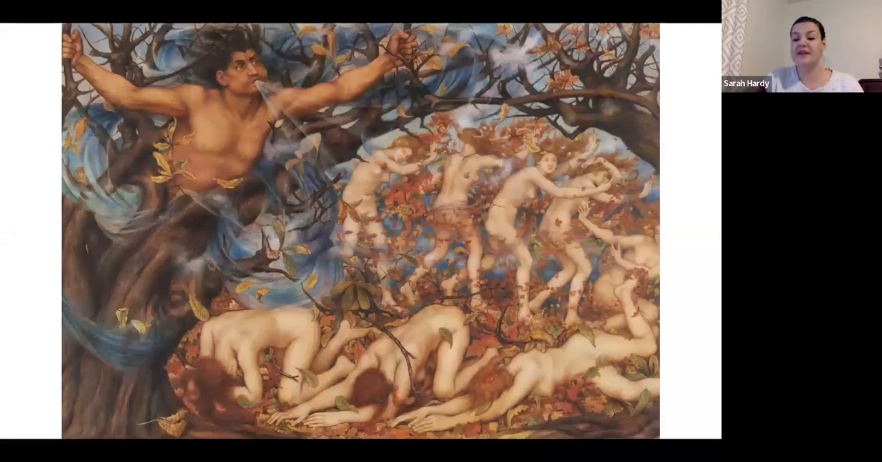And the final picture that I wanted to look at today is again by Evelyn de Morgan, because it's another depiction of autumn. But for those of you familiar with her work, I think you'll agree it's once again a very different depiction of that season. It's called Boreas and the Fallen Leaves, and it's probably painted between 1910 and her death in 1919, but it's not signed or dated, so that is sort of an educated guess.